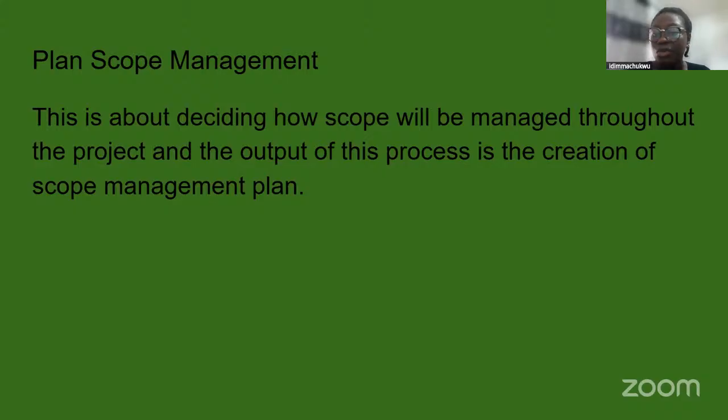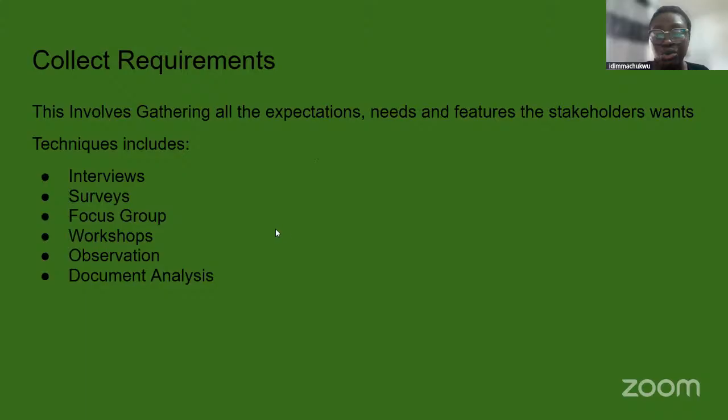So these are some of the methods you can use to validate the deliverables. And based on your project, you can choose the one that suits you better. Okay, moving on to the next process. Out of the 6 that I listed, we have the collection of the requirements, and this involves gathering all the expectations, needs, and features the stakeholders want. I've already talked about some of these methods that you can use.